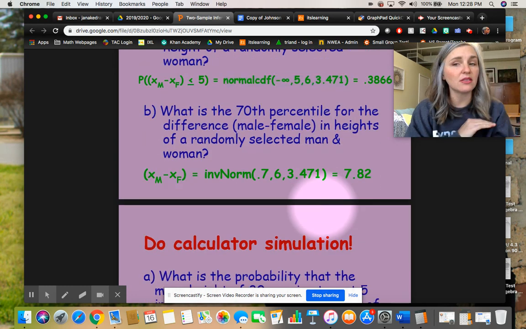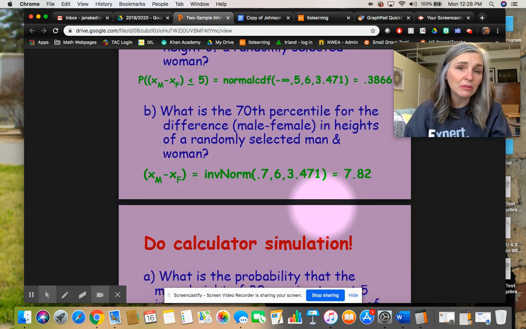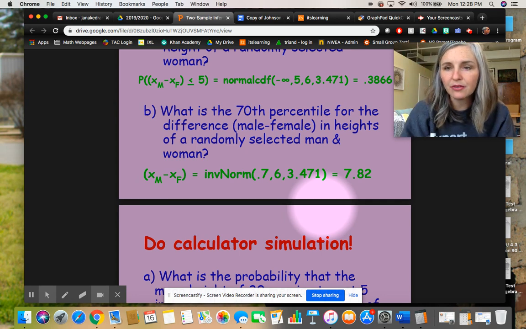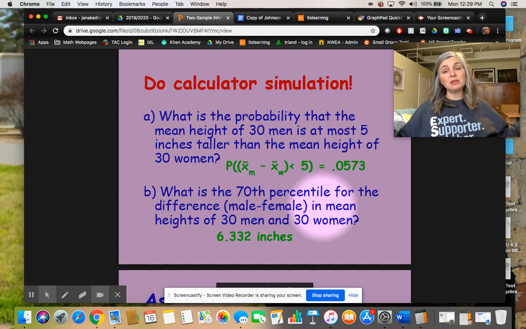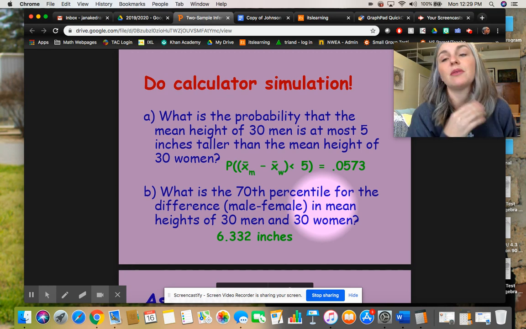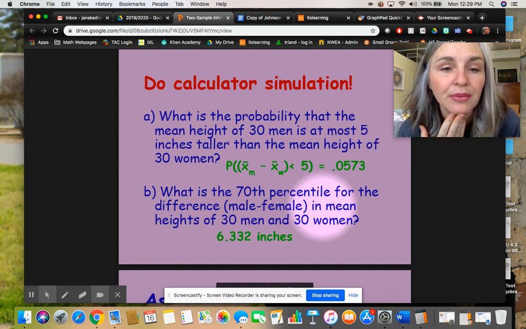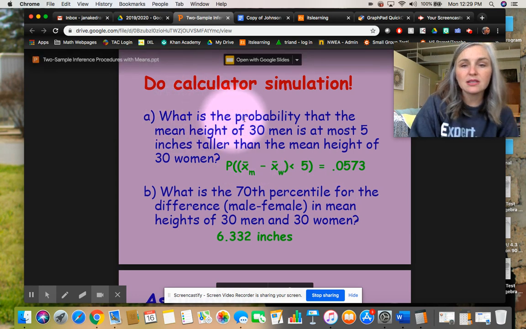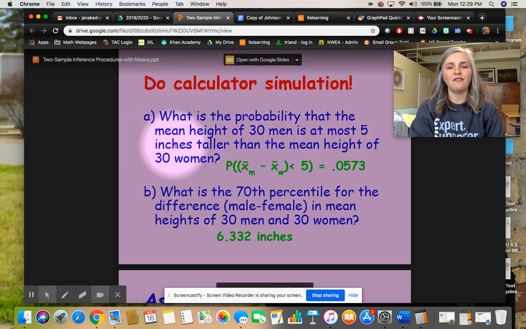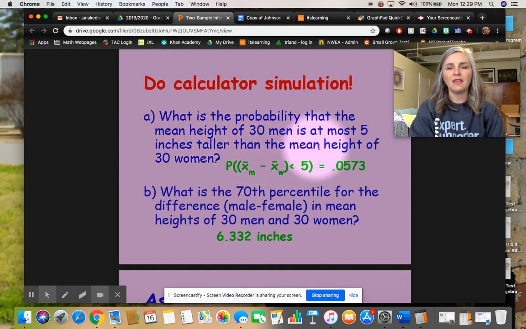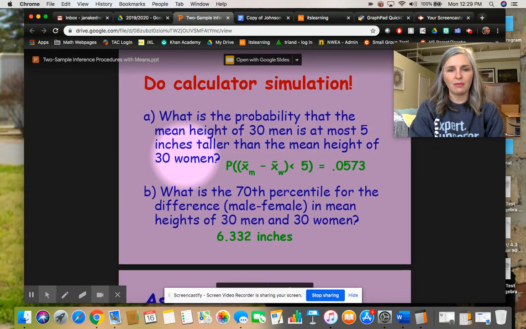So you can see that's all exactly the same, except we're looking at the difference between the two. Okay. Again, this was meant to be taught with a calculator in hand, so I'm going to talk through it and hope it makes some sense. Okay. So it says, what is the probability that the mean height of 30 men is at most 5 inches taller than the mean height of 30 women?